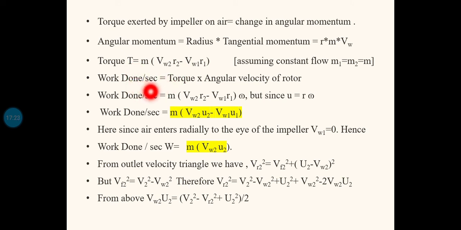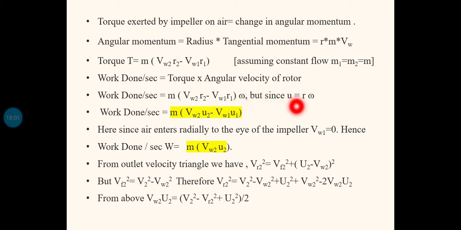Now we know that work done is actually equal to force into displacement. In rotary motion, force is torque, and the displacement is angular displacement theta. So work done per second means torque into theta divided by time, but theta by time is angular displacement by time, that means angular velocity. So work done per second equal to torque into angular velocity of the rotor. Now we know that torque equal to m into Vw2 R2 minus Vw1 R1, into omega, the angular velocity of rotation of the rotor.